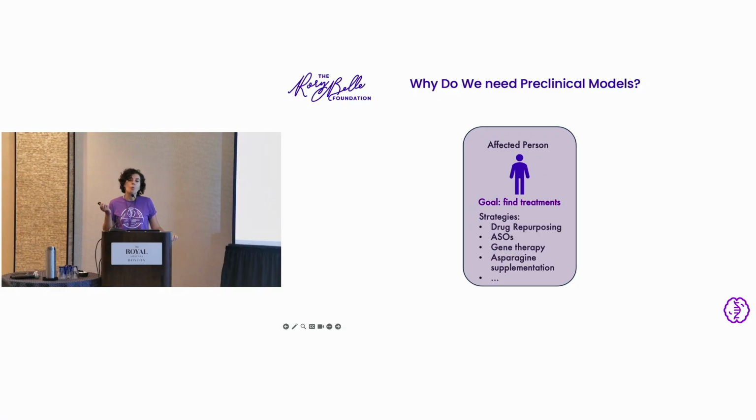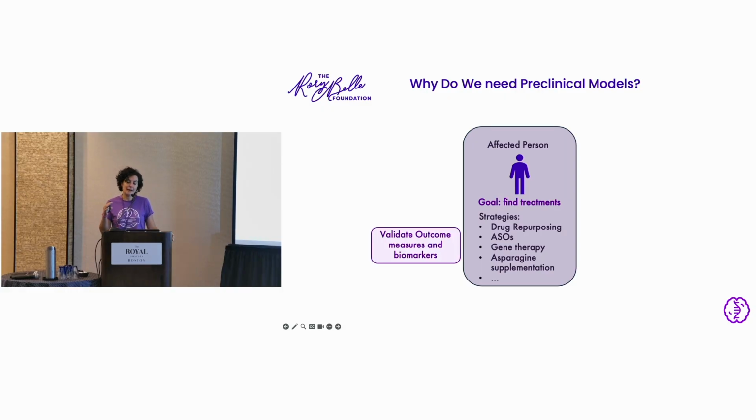So why do we need preclinical models or animal models? So let's say we have potential therapeutics or potential treatments. So like drug repurposing, like Rachel mentioned, ASO, gene therapy, asparagine supplementations. There's a few things that we need to figure out in order to get them in your kids before, because we don't want to try to find the right dosage for your kid, like putting them directly in them and see what happens, right? That's too risky. Nobody wants that.